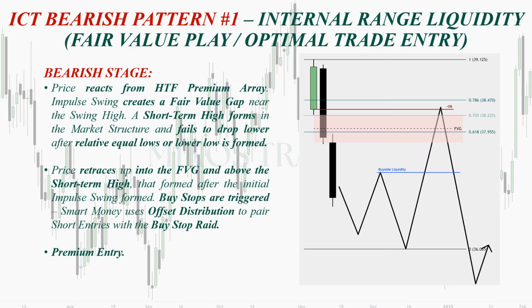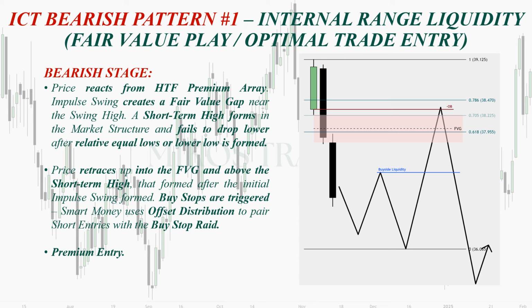My first bearish pattern is the internal range liquidity. ICT calls it fair value play or the actual optimal trade entry. Price reacts from a higher time frame premium array, and after that an impulse swing creates a fair value gap near the swing high. A short-term high forms in the market structure and fails to drop lower after relative equal lows or a lower low is formed.